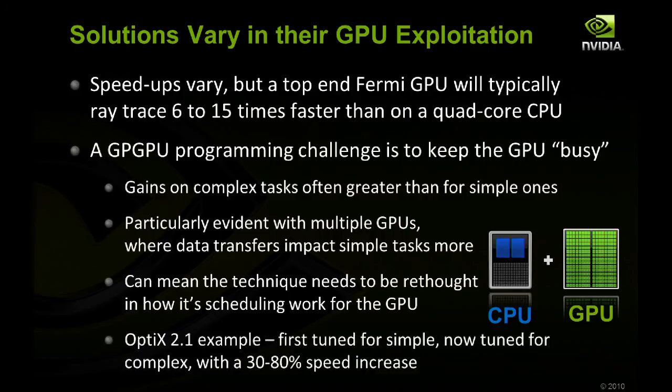And one example of that was OptiX 2.1. When we came out with OptiX 2.0, which supported Fermi, it really hadn't been optimized yet. And the team went and tuned it in 2.1 and got between a 30 and 80% speed up, basically on the exact same hardware, just by routing the code better for what that GPU class could handle. So we don't always get it right the first time, but the nice thing is that once we do, you immediately benefit from it.